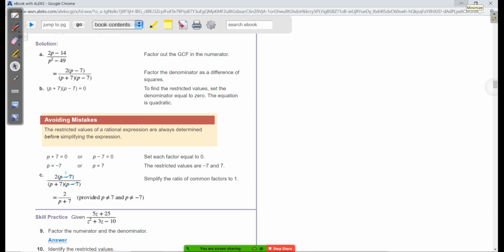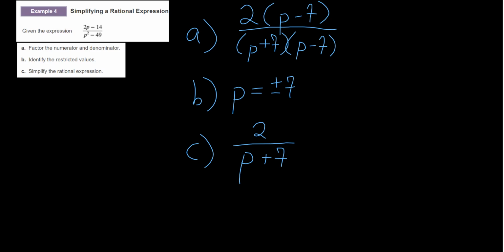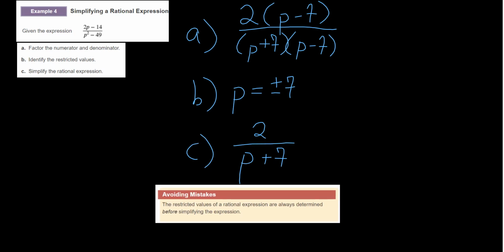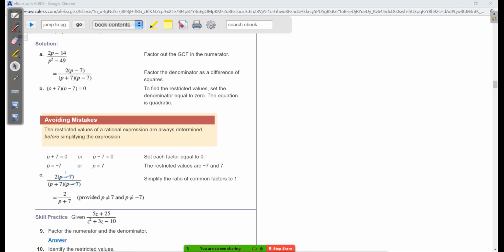Okay, this is something else, pretty important, that we will circle back to later. I'm just going to put that there. It's true. We'll read it. The restricted values of a rational expression are always determined before simplifying the expression, mainly because when we start solving equations, that's when avoiding mistakes is really going to come into play. But let's leave that there and not ramble about it.